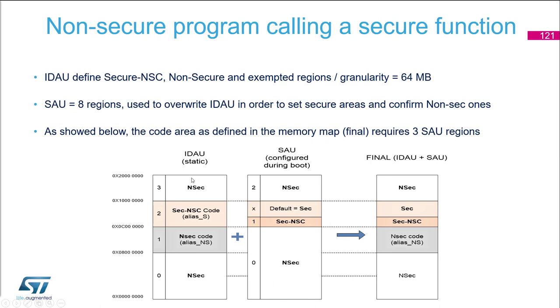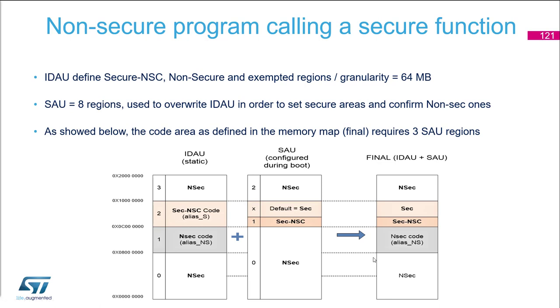So the IDAU says this region is non-secure, this one is non-secure or non-secure callable. Here we are in the secure alias. In the non-secure alias, it just says that it's non-secure code and non-secure. Then the SAU confirms that this one should be secure or non-secure callable, and this one is secure only. So we've got the non-secure callable here, the secure, here the alias in the non-secure world, and the rest.